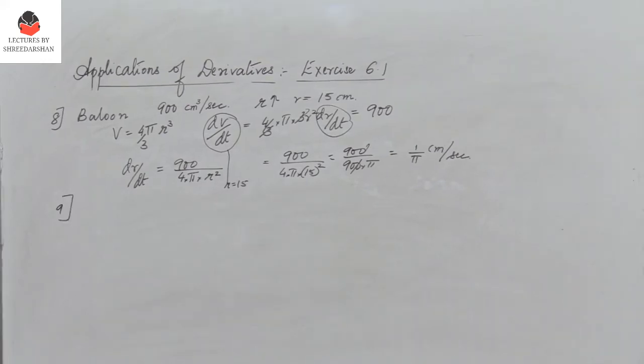Problem 9 states that a balloon which is always spherical has a variable radius, right?